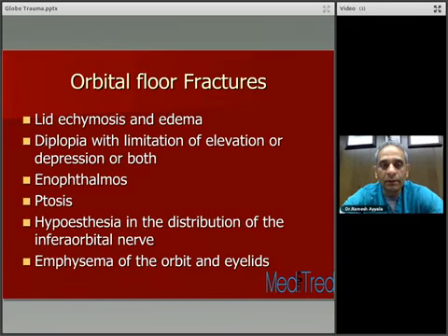These orbital floor fractures are frequently associated with lid ecchymosis and edema, diplopia with limitation of elevation or depression or both, anophthalmos, ptosis, hypesthesia in the distribution of the inferior orbital nerve, and emphysema of the orbit and eyelids. So look out for all of these signs, and when you see them, suspect orbital floor fracture.